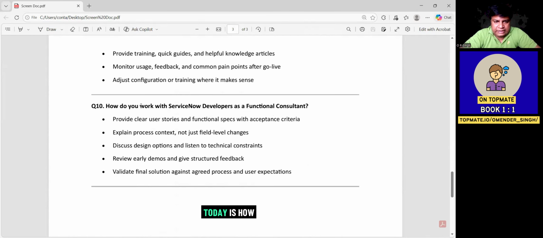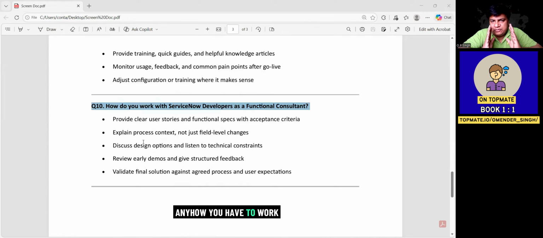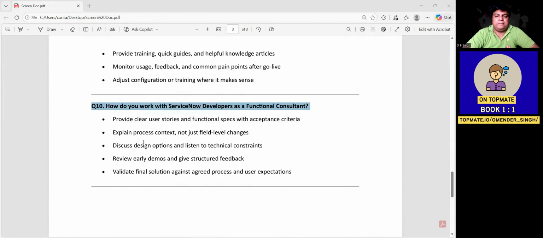Then the last question for today is, how do you work with a ServiceNow developer as a functional consultant? Very interesting. You are a functional consultant, so somehow or anyhow, you have to work with the developers as well. So how can you complement a developer? Being a functional consultant, you can write clear user stories that say what is needed, why it is needed, and when it is considered done. All these things should be clearly mentioned in the story.